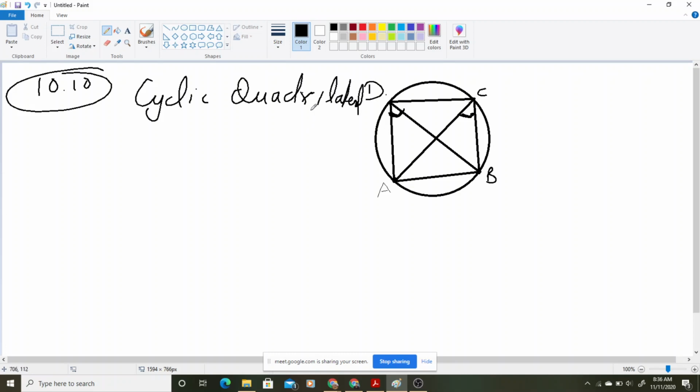Okay, now what is the meaning of cyclic quadrilateral? See, whenever you see a quadrilateral, if all the points are on the circle, means 4 points, you all know that a quadrilateral has 4 vertices, and if all the 4 vertices are on the circle, that means it is a cyclic quadrilateral.